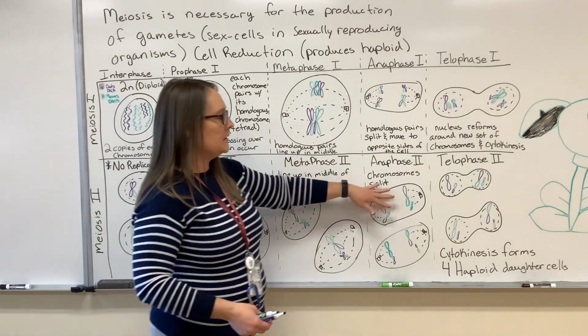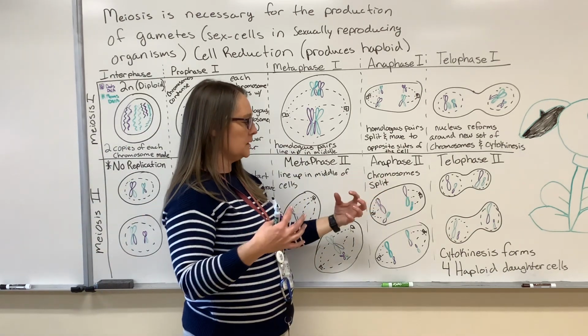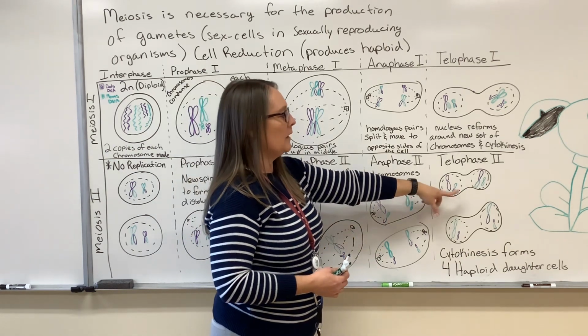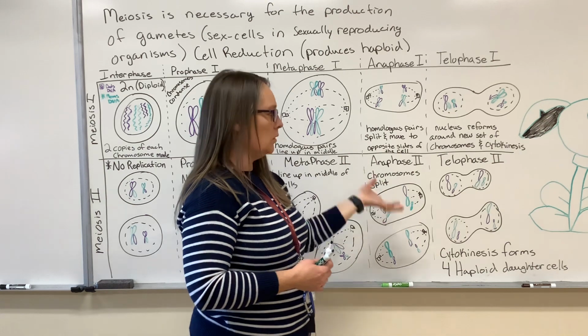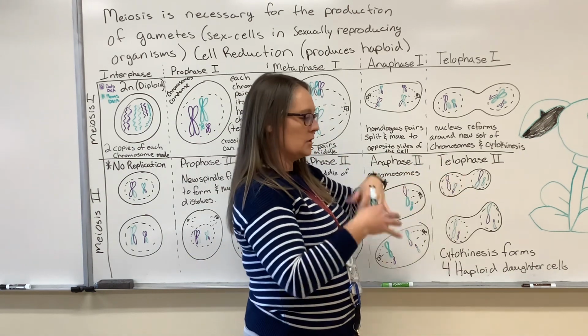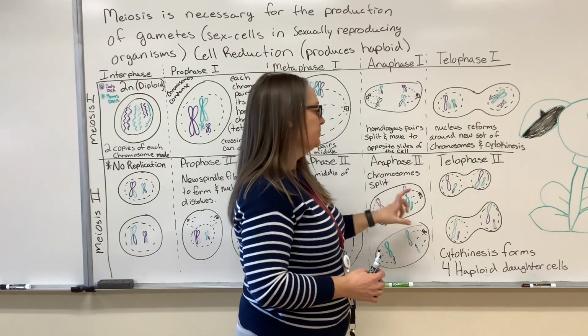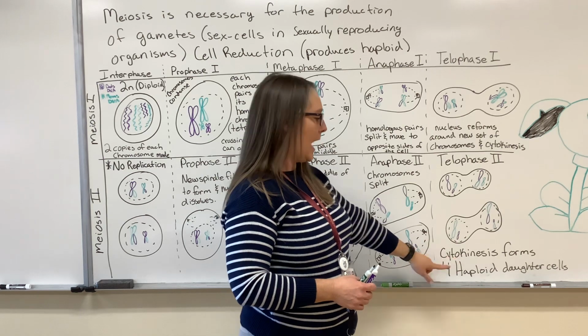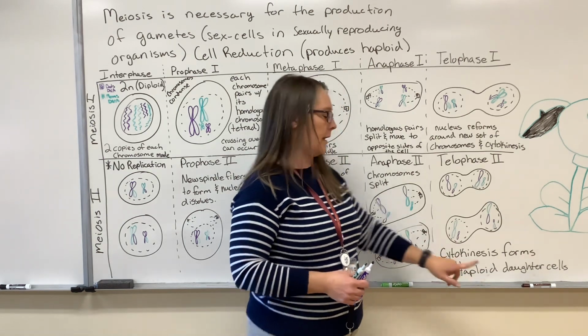The last thing that happens is anaphase. The chromosomes split apart and move to opposite ends of the cell. The cell starts to elongate. We have telophase, same as usual. Nuclear membrane reforms. The DNA starts to uncoil and unwind. And what we end up with is 4 haploid daughter cells, okay?